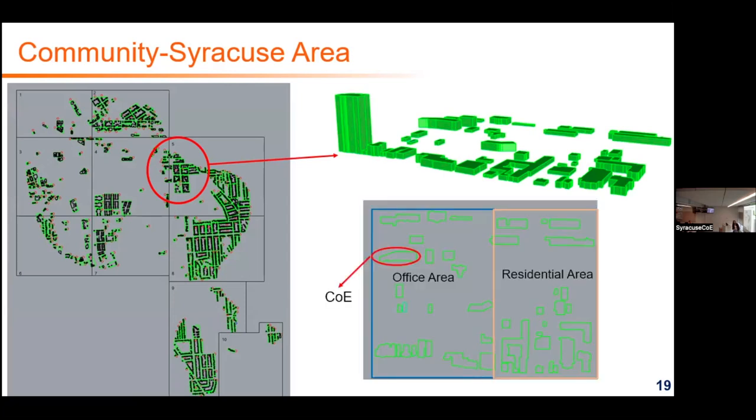And this is the COE building that currently we are in. And I just choose about 50 buildings. And for these 50 buildings, I just simplify the area of that. The left side part will be considered as the office area. And for the right part, that means it will be considered as the residential area that the people will live in.